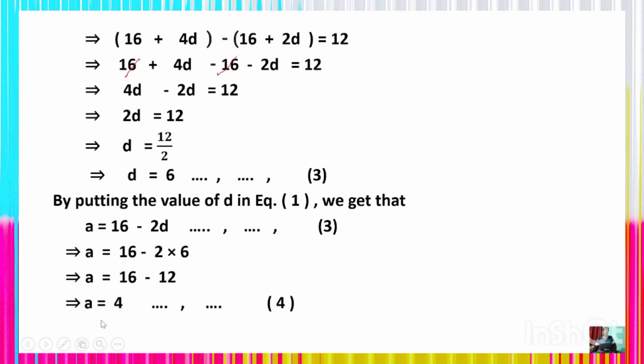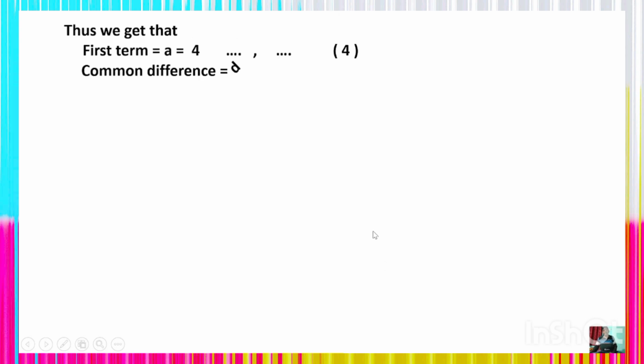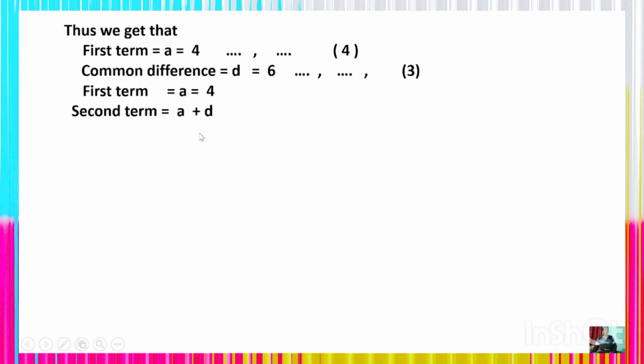Thus the first term is 4 and the common difference is 6. Thus we get that the first term A is equal to 4, common difference D is equal to 6. The first term A is equal to 4. The second term is A plus D, which is 4 plus 6, which is 10, right? You have to make an AP. First term already A is equal to 4. Once again see, common difference already you got.